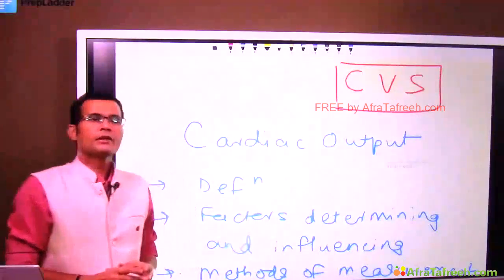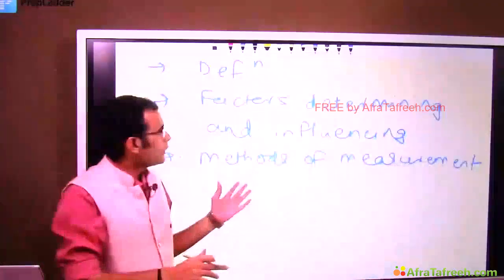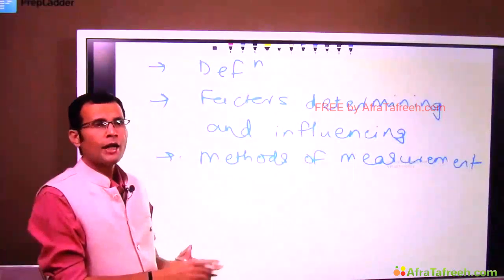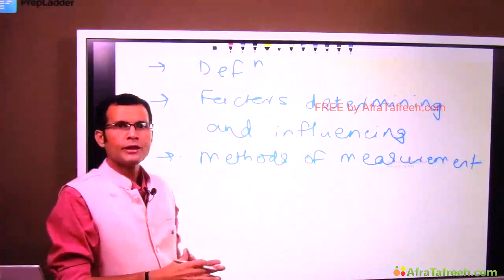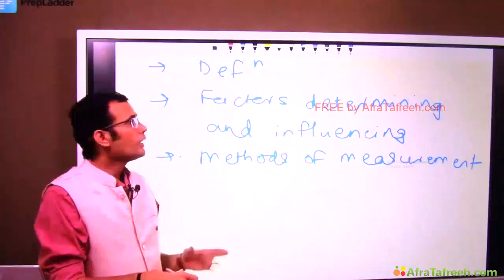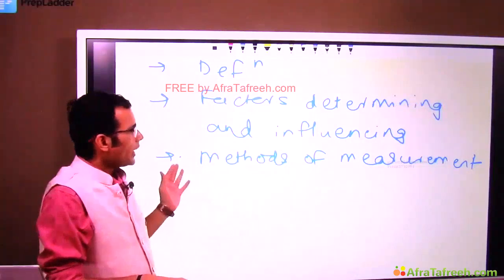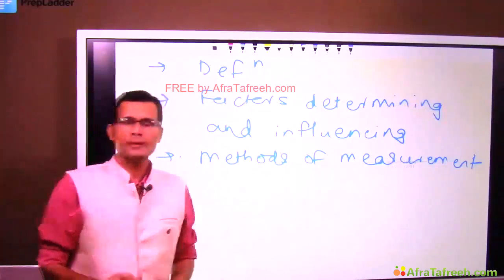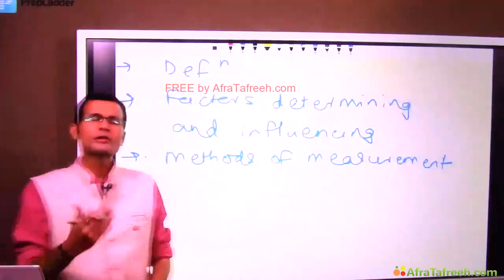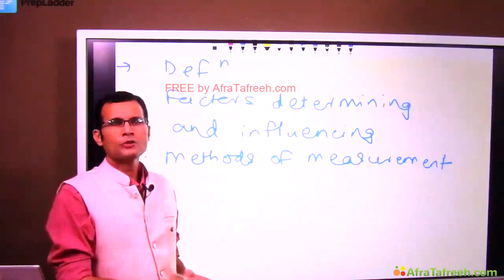So let's take another important topic in CVS, and that's cardiac output. We will define the cardiac output and the introduction related to it. Then the major part will be factors determining and influencing the cardiac output, and finally the methods of measurement of the cardiac output and what questions have been asked or can be asked on this topic.